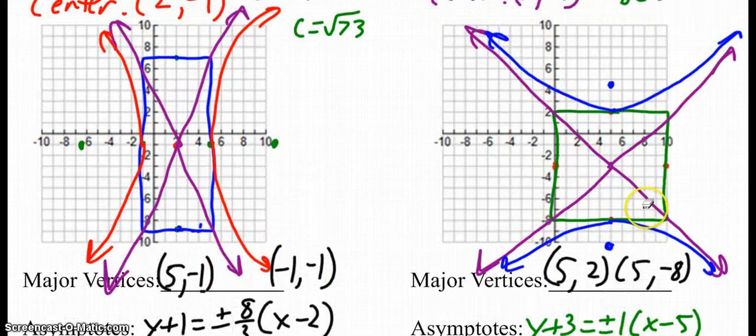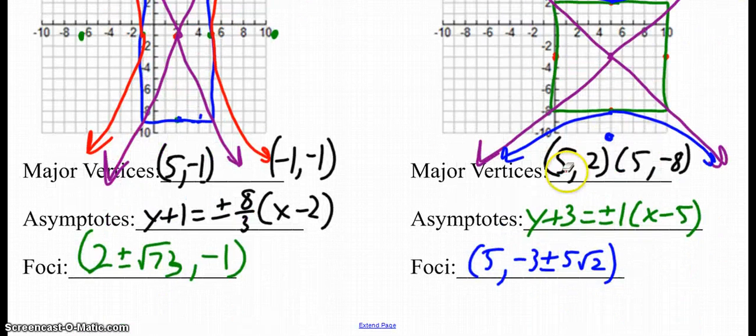Alright, so our graph here should look like this. The hyperbola is opening up and down. We've got our foci here and here. So my major vertices are (5, 2) and (5, -8). The asymptote is y plus 3 equals plus or minus 1 times the quantity x minus 5. And my foci are (5, -3 plus or minus 5 root 2).